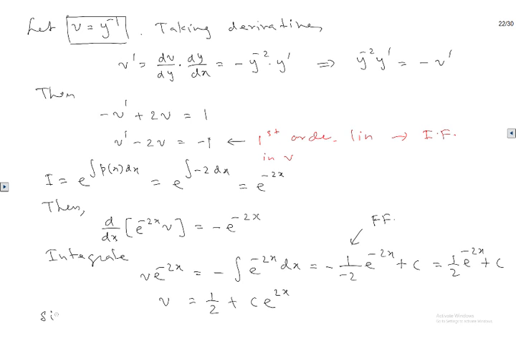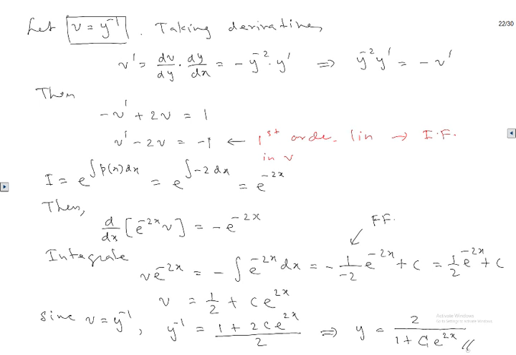So you can say since v equal y to the negative 1, this is y to the negative 1 equal 1/2. So you can just take the common denominator. So it's 1 plus 2c e to the 2x over 2. So what we're going to do is make it upside down and write the solution as y equal 2 over 1 plus, actually for the 2c you can just call it just c, so I'm going to call it just c. So c e to the 2x, as the solution. And then if you are given any initial conditions, now you can use the initial conditions to find the c.